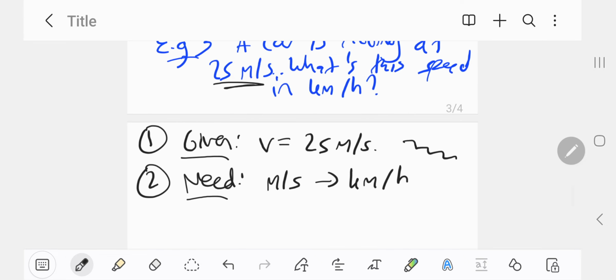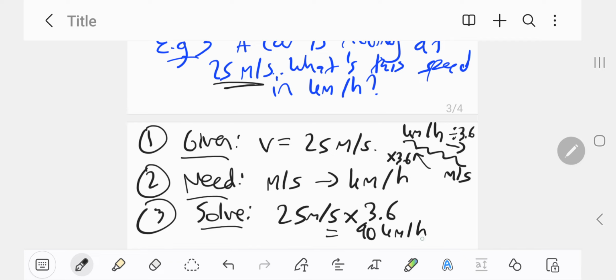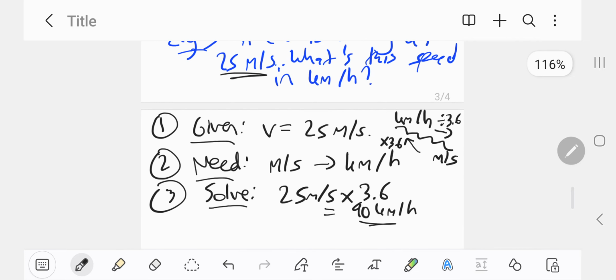Well, think back to the staircase. Kilometers per hour is at the top. A kilometer is bigger than the meter. Meters per second is at the bottom. Going down the stairs, you divide by 3.6. Going up the stairs, you times by 3.6. So number 3, we sub and solve. To go from meters per second to kilometers per hour, you do 25 meters per second times 3.6, because you're going up. And that gives you 90 kilometers per hour. So that's how you use the formula. Speed V is distance D divided by time T.